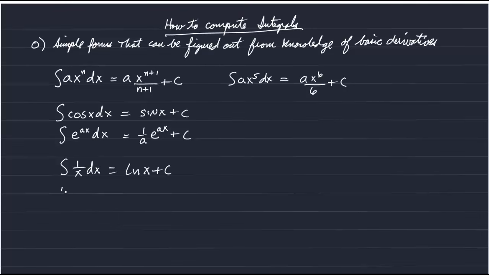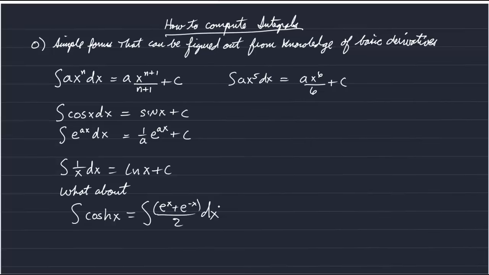What about, and I'm going to pose this question to you and have you work it out on your own real quick, the integral of hyperbolic cosine of x? To give you a hint on how to evaluate that, I'll remind you that cosh x is equal to e to the x plus e to the minus x over 2. So you should be able to figure that out.